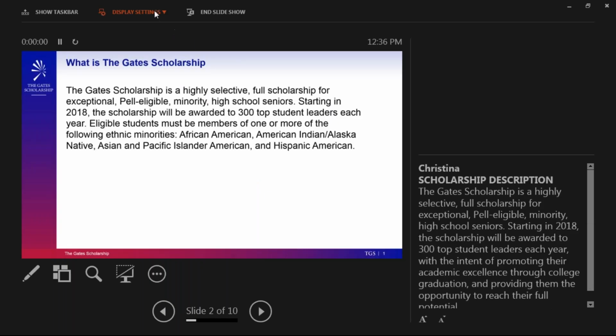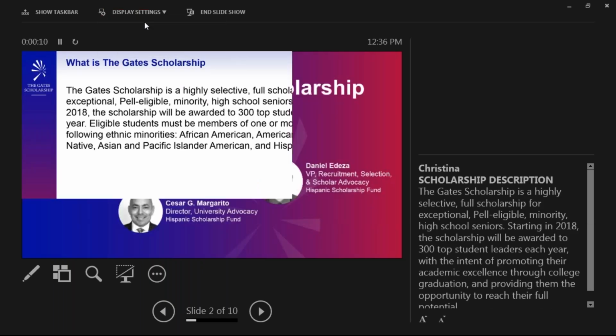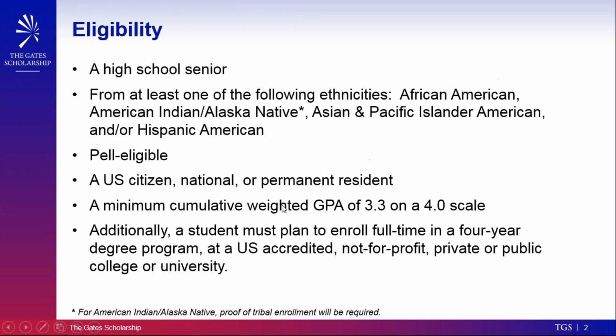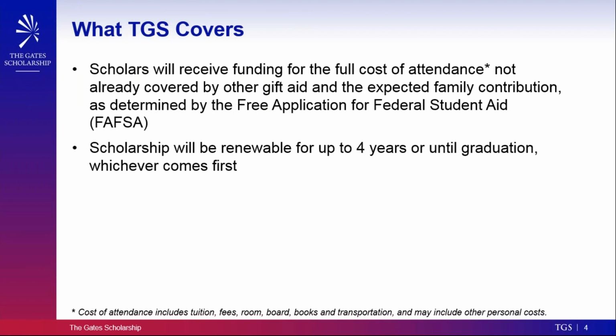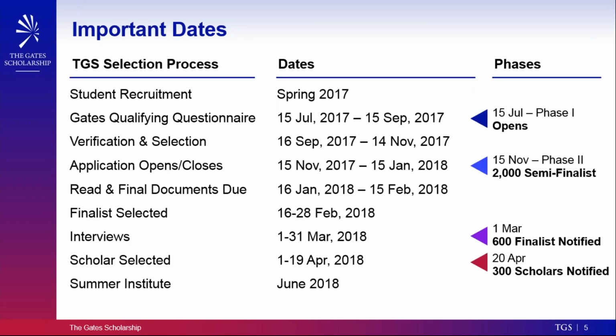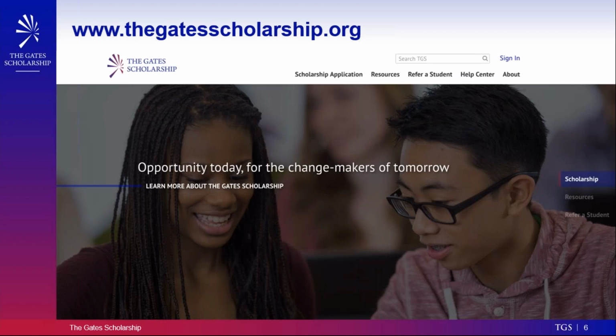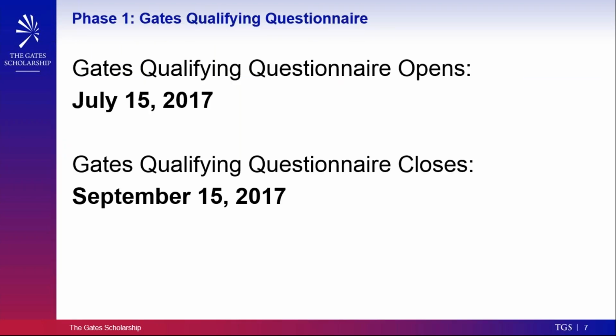And so what we want to do now is just very quickly remind you of two very important deadlines. So if you remember, phase 1 of the application actually opened on the 15th of July. And it closes on September 15th, which is about 3 weeks away. So I highly, highly encourage you to pass this information along to students.